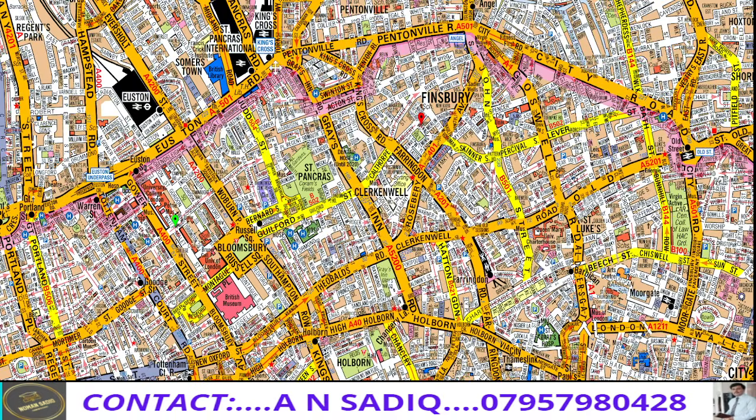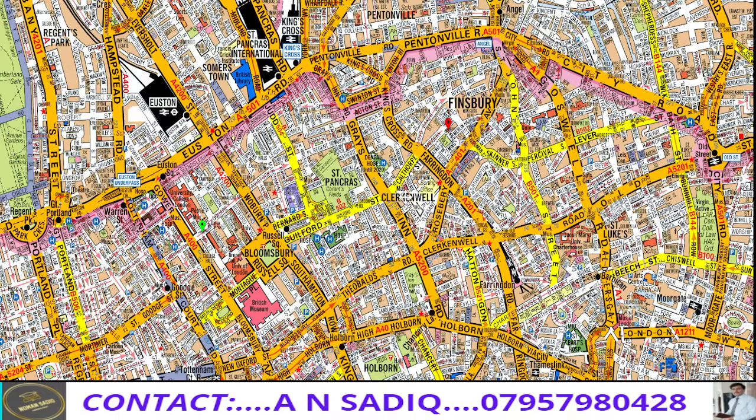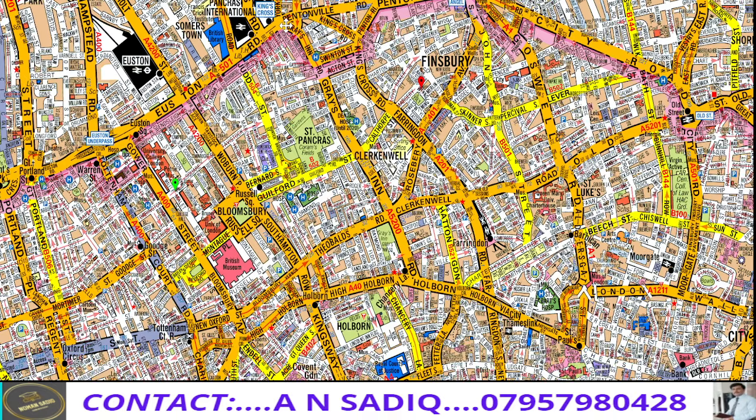So the whole portion of this A road you are not allowed to use. You cannot enter it or even cross it. Any point which comes in between Gray's Inn Road, you are not allowed to cross or go into.